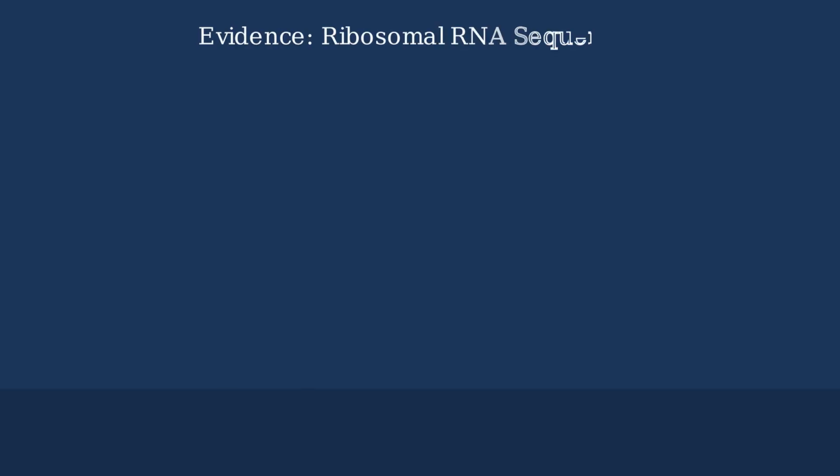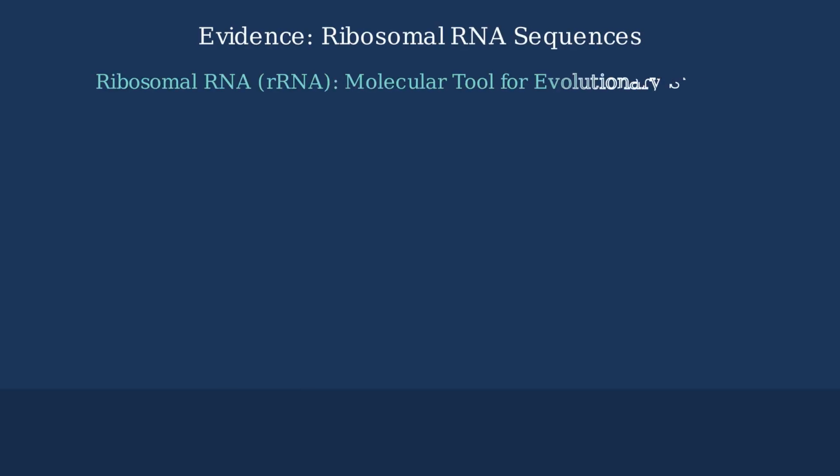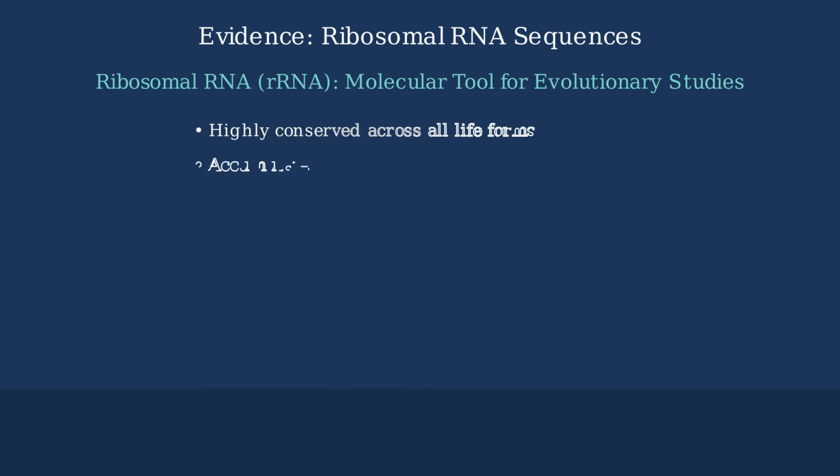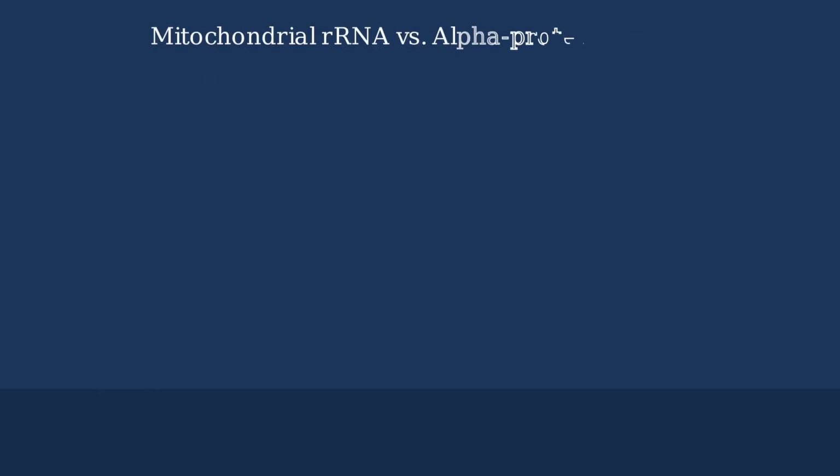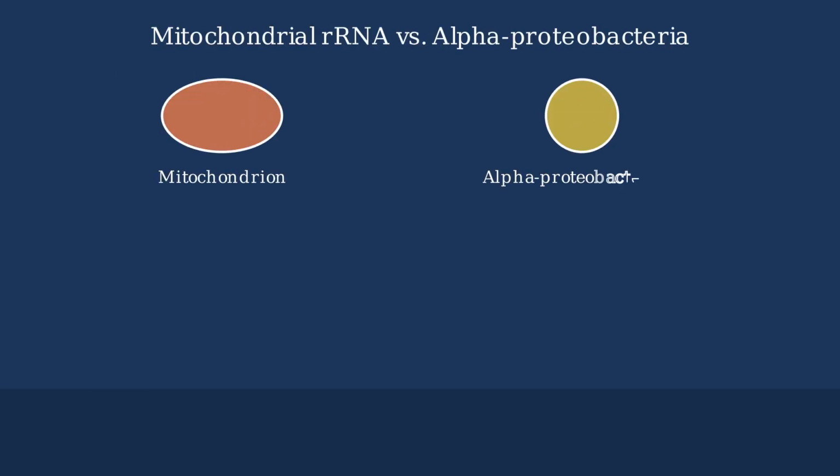Ribosomal RNA sequences provide some of the strongest molecular evidence for the endosymbiotic theory. Ribosomal RNA is an essential component of ribosomes in all living organisms. It's highly conserved, meaning it changes very slowly over evolutionary time. This makes it an excellent molecular clock for tracing evolutionary relationships. When scientists compared the ribosomal RNA sequences of mitochondria with various bacteria, they made a remarkable discovery.